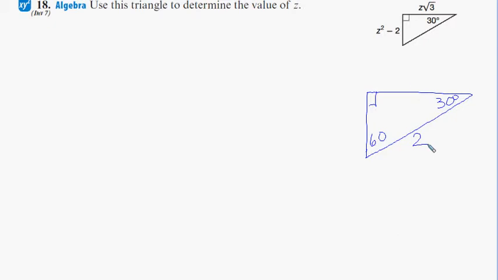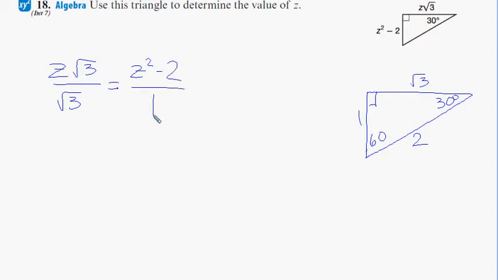So this one is going to be the square root of 3. This is going to be 1. And so now we can set up some proportions, because notice that we're trying to find the value of z. So I'm just going to say z times the square root of 3 is to the square root of 3 as z squared minus 2 is to 1.